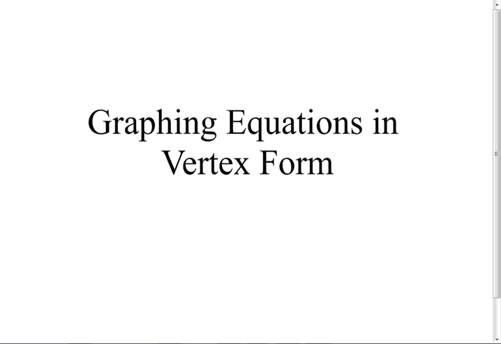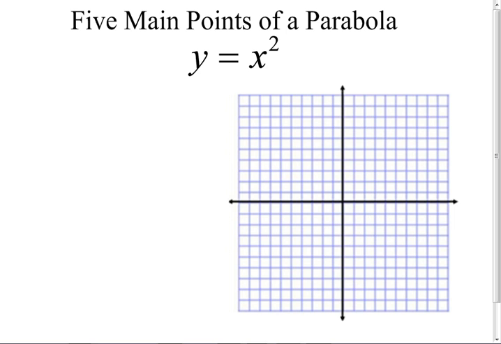Okay, graphing equations in vertex form. I don't think it's a very long assignment. Now, we are going to look for 5 main points in a parabola. Now, let's make a table of values. Why? We're only going to pick up 5 points. And we're going to start with the vertex since we have this in vertex form.